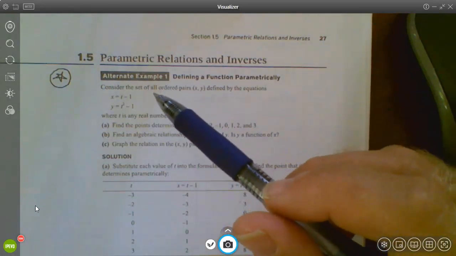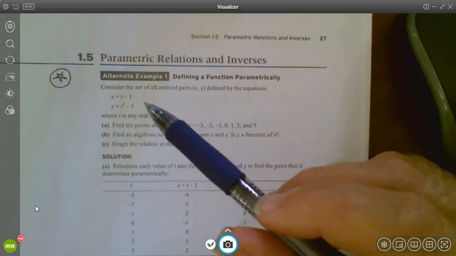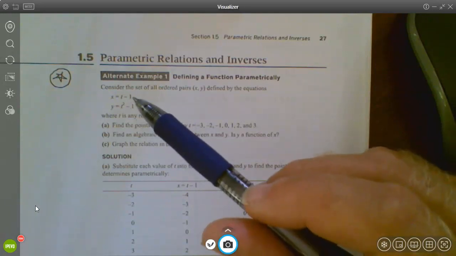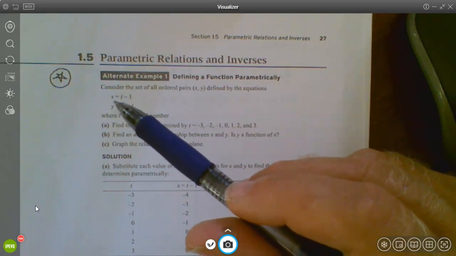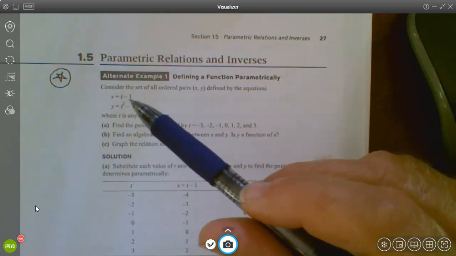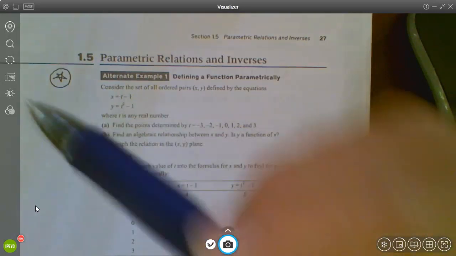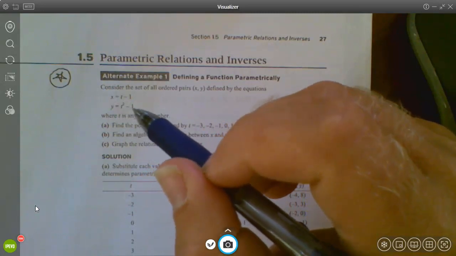Parametric relationships really just have to do with, instead of defining a function in just terms of y and x, they are separately defining how you would find the x's. So they're saying x's can be found by doing t minus 1. So it's like they're throwing in a third variable here. So a little more exciting. And they're going to define the y coordinates as t squared minus 1.